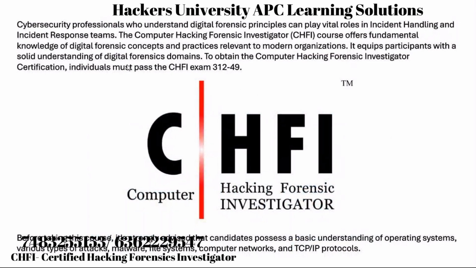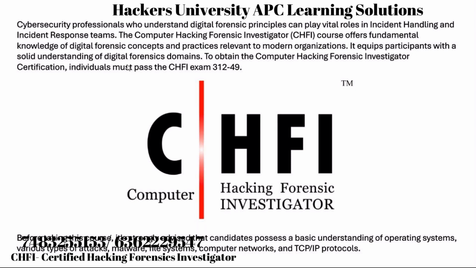So, cybersecurity professionals who understand digital forensic principles can play a vital role in incident handling and incident response. In a SOC, or Security Operations Center, all organizations that want to implement a strong defense in their infrastructure should implement at least a security operations center. If not, they should have an incident handling and response plan for business continuity. In that case, our hacking forensic investigation will help in incident handling and response.